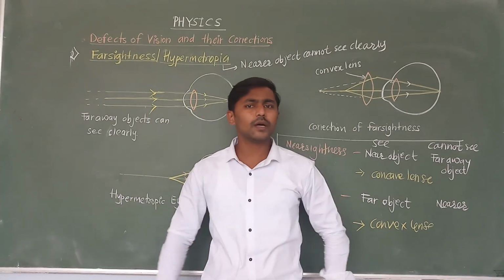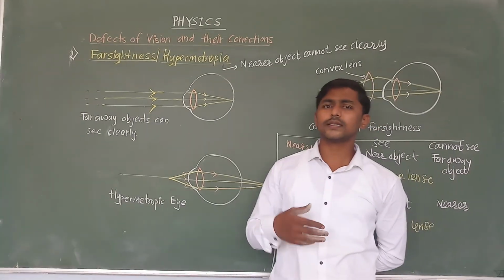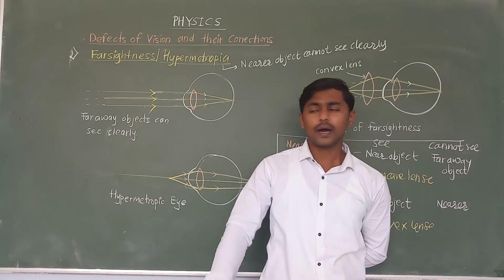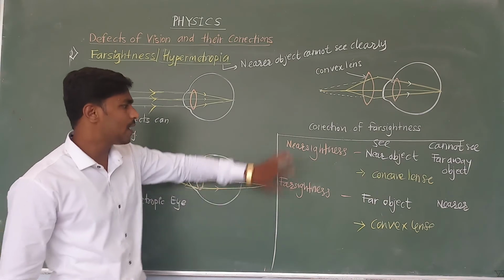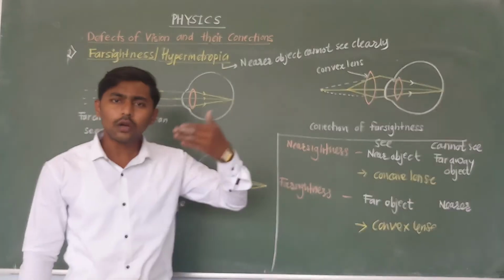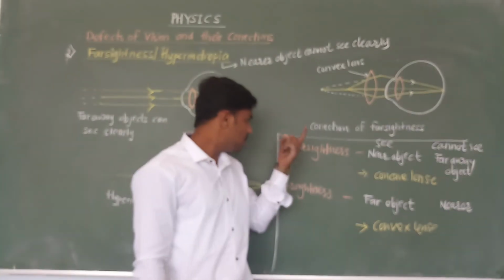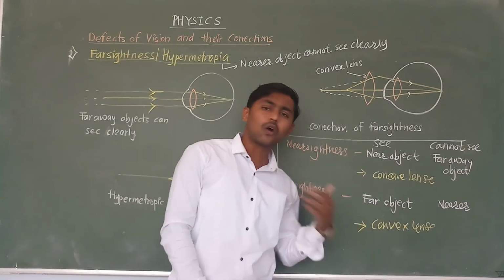Now students, remember, in the upcoming days you are going to face an NTSC exam. So they can ask you for 1 mark, which kind of lens is used to overcome nearsightedness, or which lens is used to overcome farsightedness. So for nearsightedness it is a concave lens and for farsightedness it is a convex lens.